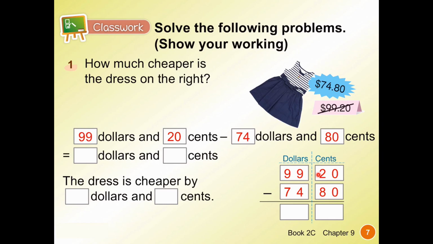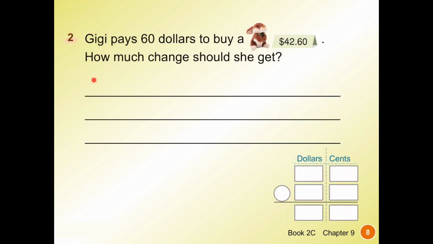Once again, we work on the cents part first. 2 is smaller than 8, so we need to borrow 1 from the units place. So 9 becomes 8, and then we have 10 on the tens place for the cents part. So 10 plus 2, 12. 12 minus 8, we have a 4 down here, and then 8 minus 4 would be a 4. 9 minus 7, we have a 2 here. So the dress is cheaper by $24.40.